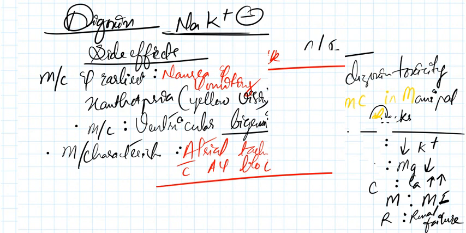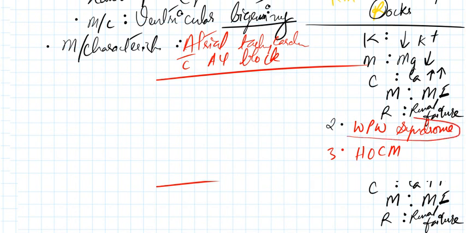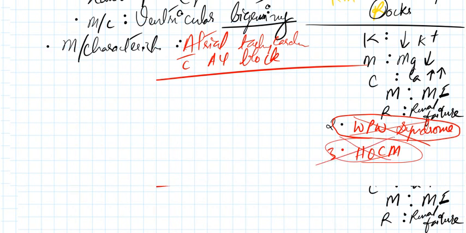Now if you ask me further complications, then remember this, it's WPW syndrome. This is a very important MCQ you might get in NEET PG. Now if you ask me one more condition, it is hypertrophic obstructive cardiomyopathy. So these are absolute contraindications. WPW syndrome is an absolute contraindication for digoxin use. Remember, in WPW syndrome and hypertrophic obstructive cardiomyopathy, we should not use digoxin.